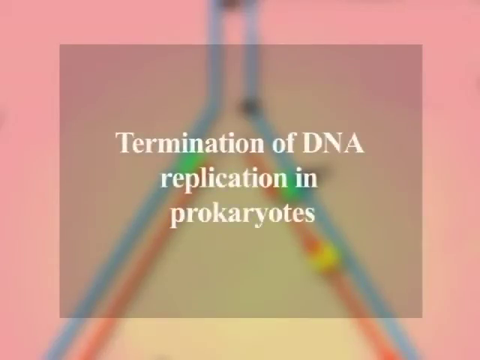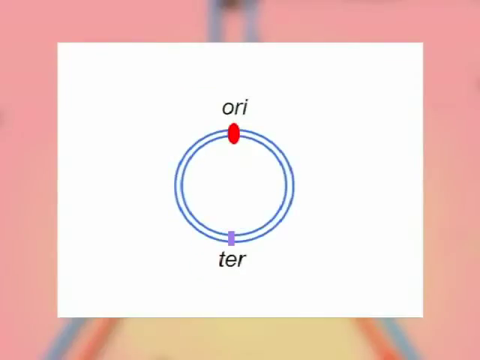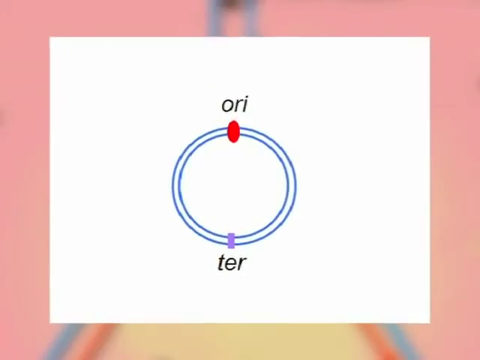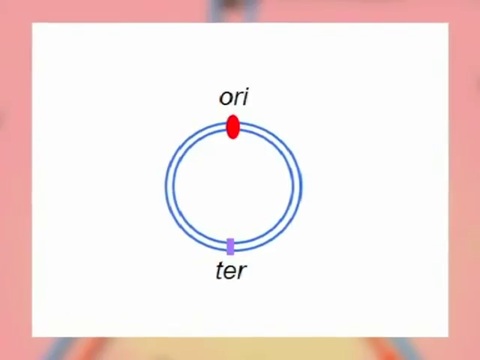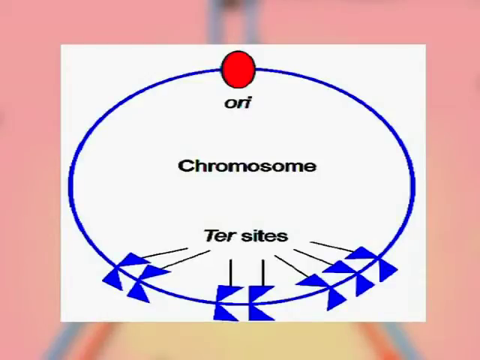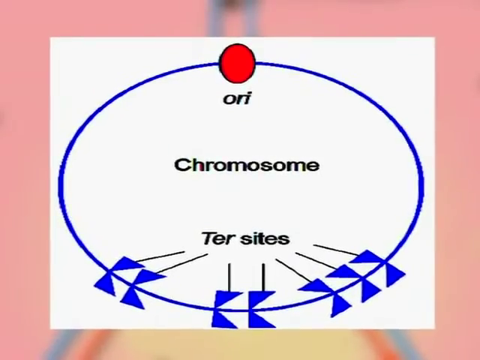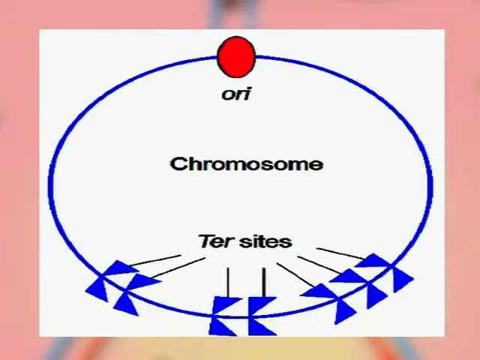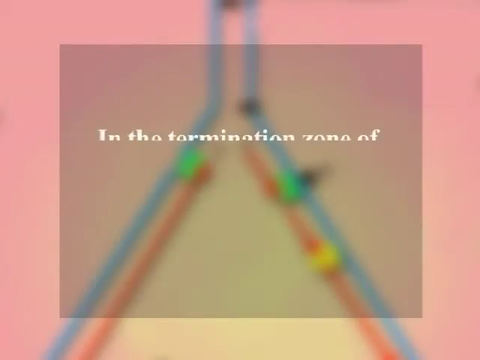Termination of DNA replication in prokaryotes. The E. coli chromosome carries a large termination zone diametrically opposite to OriC, which blocks the progress of replication forks meeting at this region. The E. coli chromosome and several plasmids carry specific sequences called termination sites, or TER sites, where termination binding proteins, or TUS proteins, bind in the termination zone of E. coli.